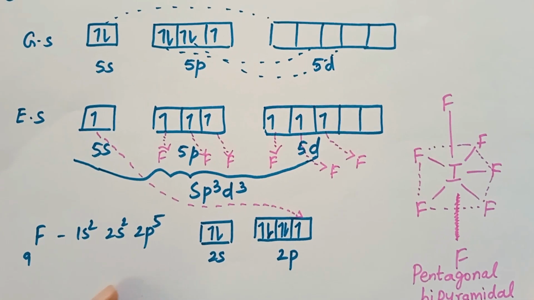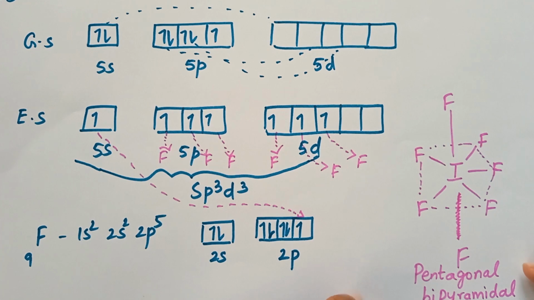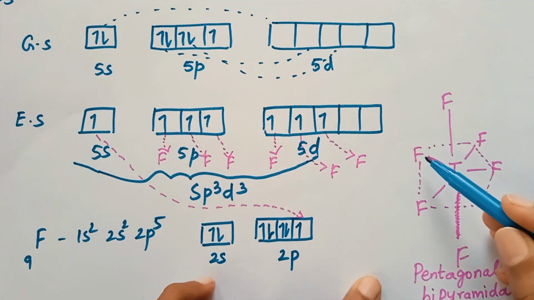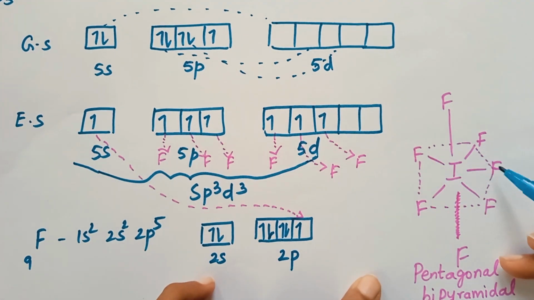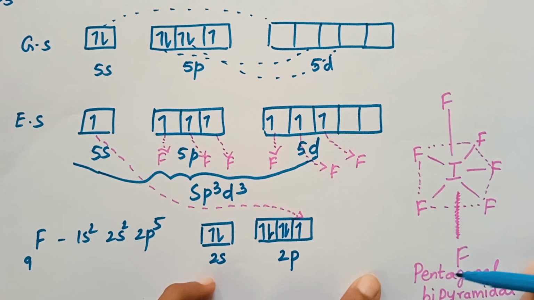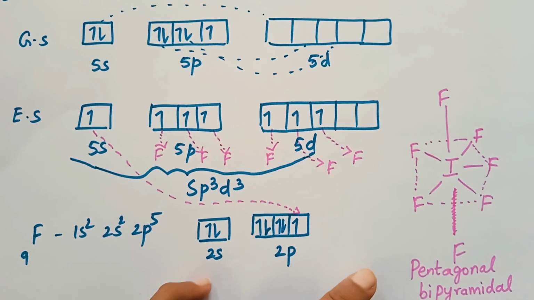The shape of IF7 is pentagonal bipyramidal. Like this, 5 fluorine atoms form a pentagon in a single plane, and 1 fluorine at the back and 1 fluorine at the front form pyramidal shapes, so it is a pentagonal bipyramidal shape.